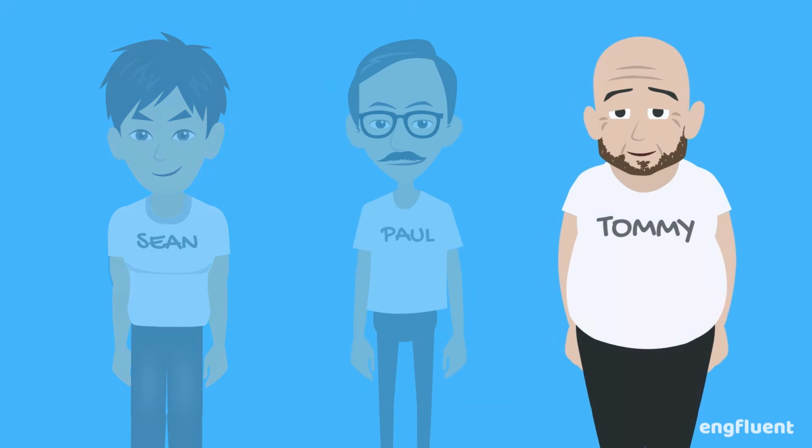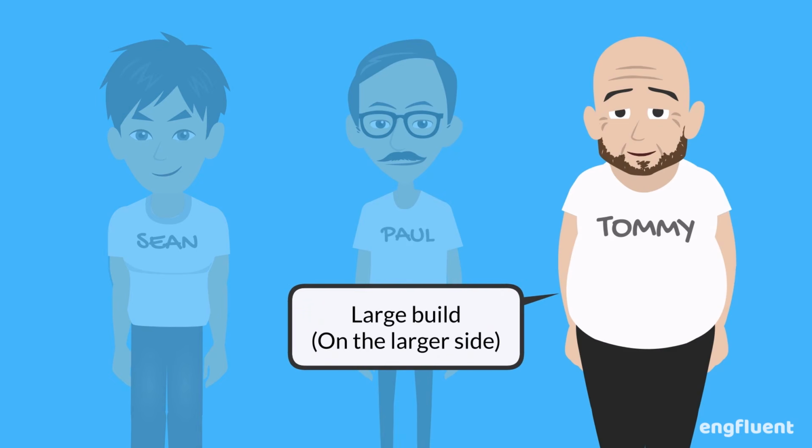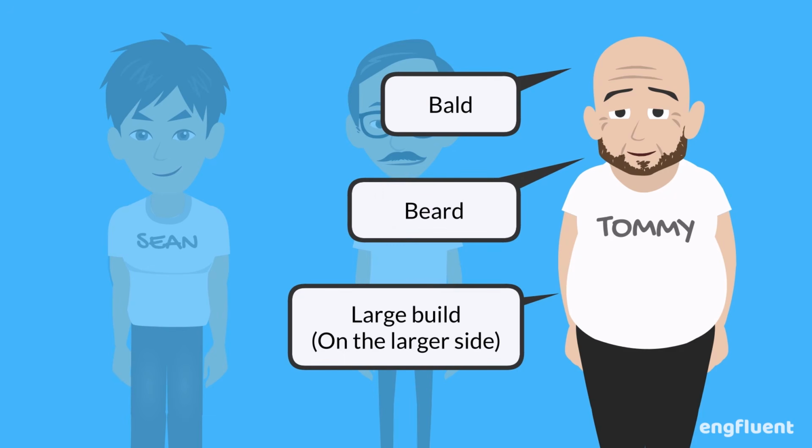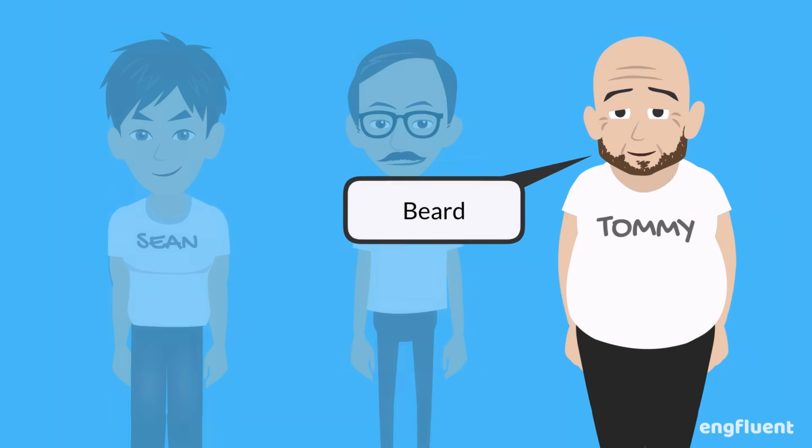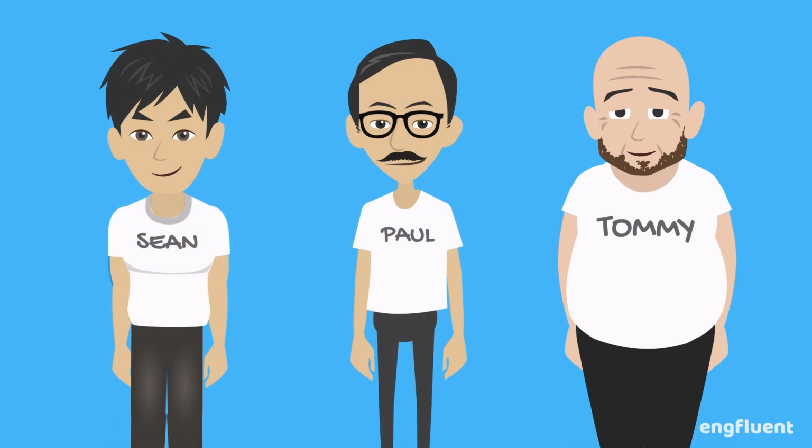Now, let's take a look at Tommy. Tommy is a man with a large build. That's a polite way to say that someone is bigger than average. If you want to sound even softer, you can say he's on the larger side. Tommy doesn't have any hair on his head, so we can say he's bald. And he's got a beard, the facial hair on the lower part of the face. Now, let's continue with our Q&A practice.